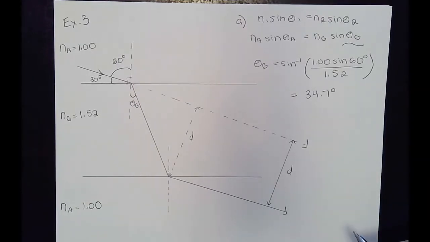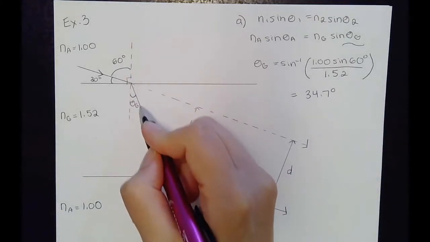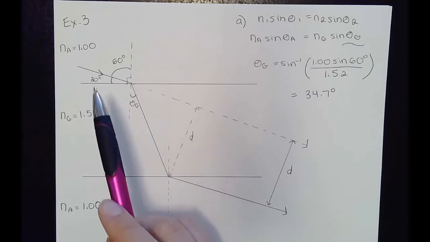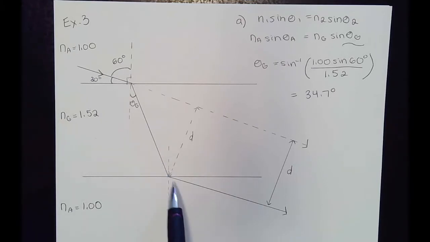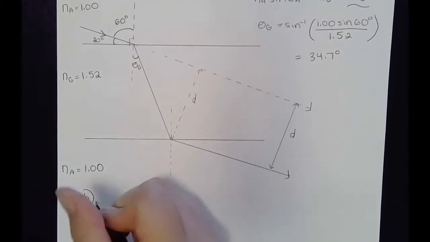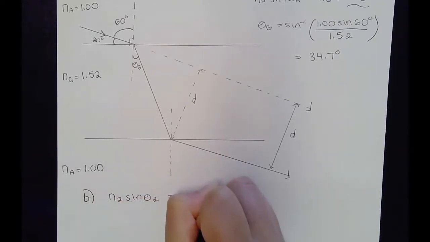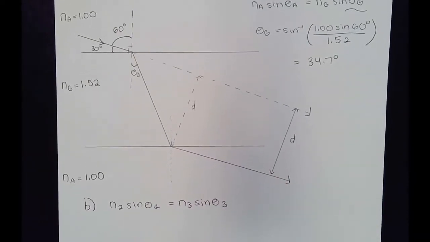Okay, so for part B, now we want to apply Snell's law at this boundary. The light ray travels through the medium. Notice it did bend towards the normal, which is expected when it's going from a lower index to a higher index medium. Now it's going to intersect here and refract out of this piece of glass. If we apply Snell's law again, we'll have n2 sine theta 2 equals n3 sine theta 3. But let's trace the angle through in the first place.